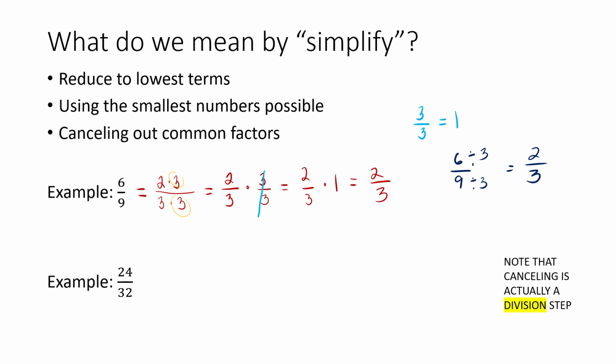Now, with bigger numbers, it might be beneficial to do what's called a prime factorization. So you might have more than one common factor.